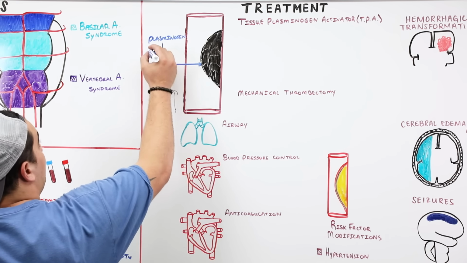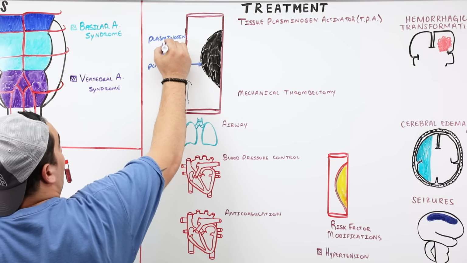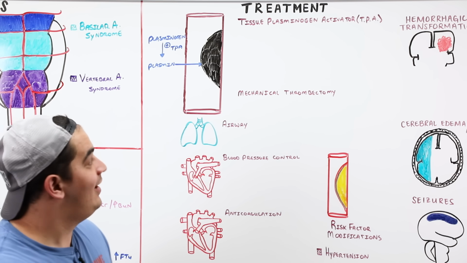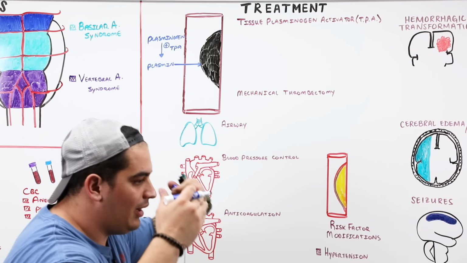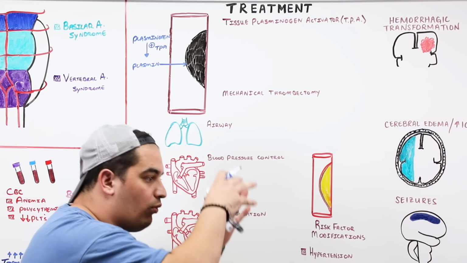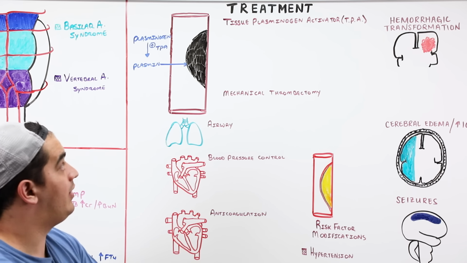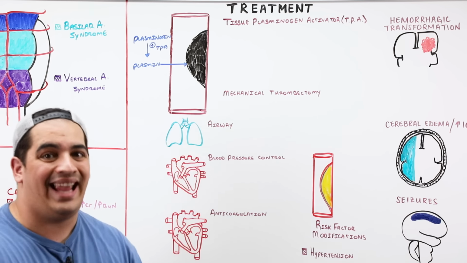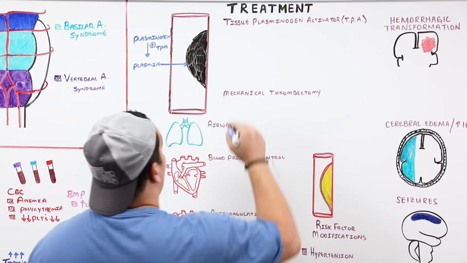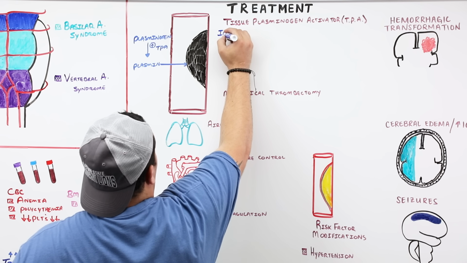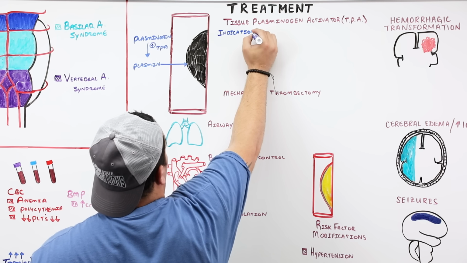So again, what is TPA really doing? TPA is stimulating this process here. So we know now how the TPA works because it activates plasminogen into plasmin. Plasmin breaks down the fibrin within the fibrin mesh, helping to dissolve the clot. Now we have to think about indications. When do you give the TPA? All right, so indications to be giving TPA include having a neuro deficit.